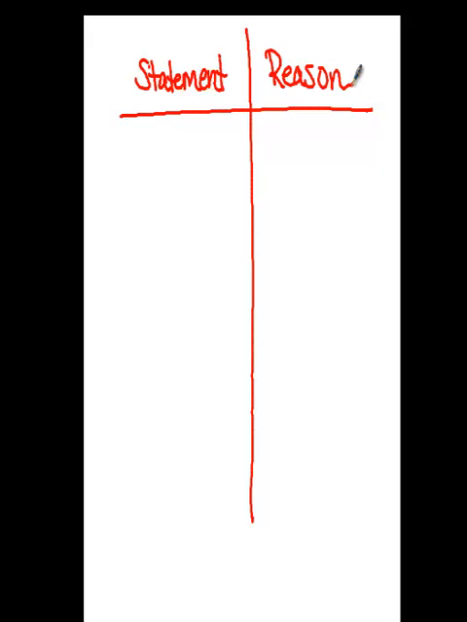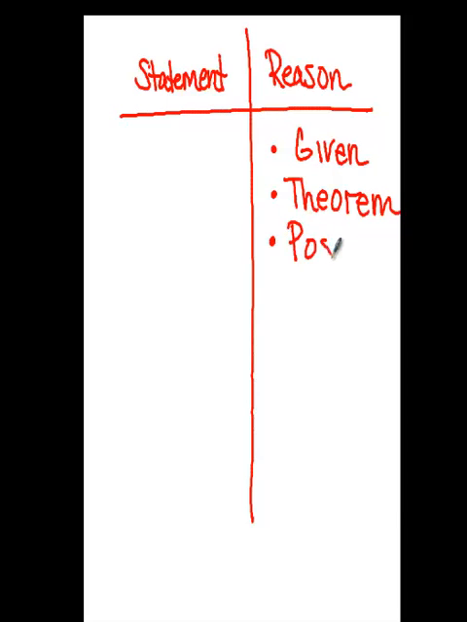The types of reasons that we can use consist of something that's given to us, so it could be some given information. A reason could be a theorem that we've learned in class. It could be a postulate that we've learned in class, or an axiom. It could also be a definition. But what we want to keep in mind is that we use all of these reasons to reach a conclusion.